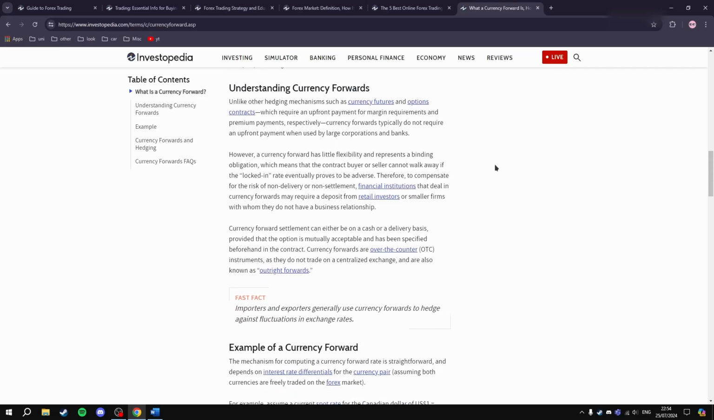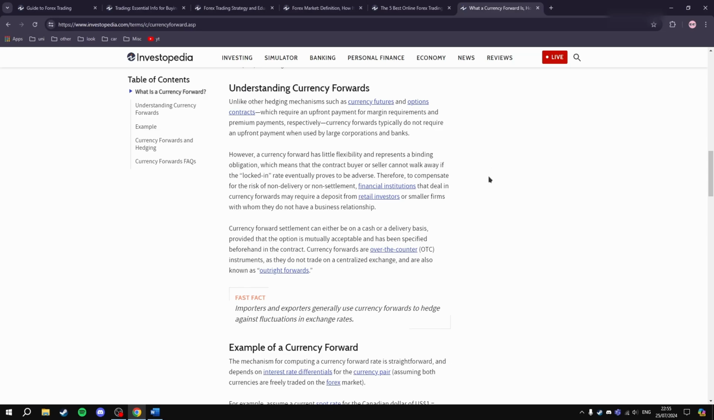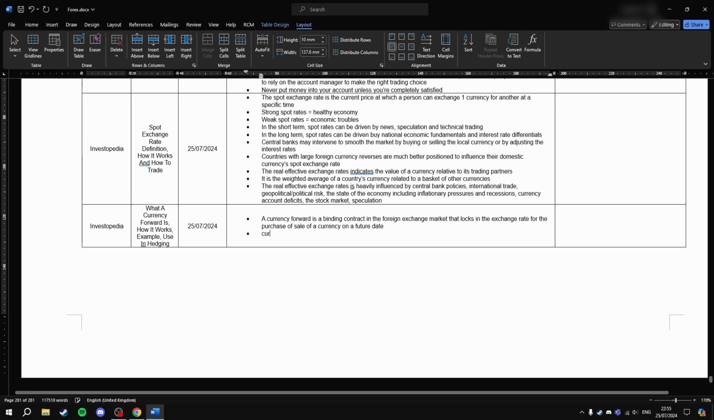Understanding currency forwards. Unlike other hedging mechanisms such as currency futures and options contracts, which require an upfront payment for margin requirements and premium payments, respectively, currency forwards typically do not require an upfront payment when used by large corporations and banks. Is that only for large corporations and banks? So if a retail trader were to use it, do they still not require an upfront payment?